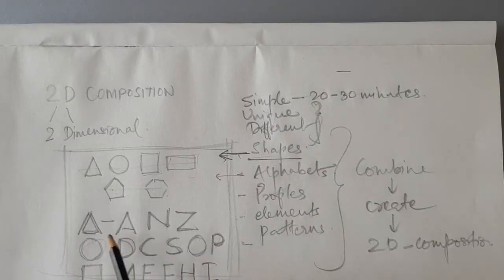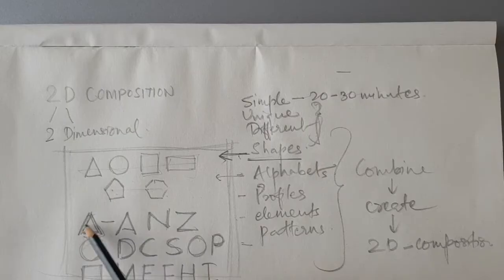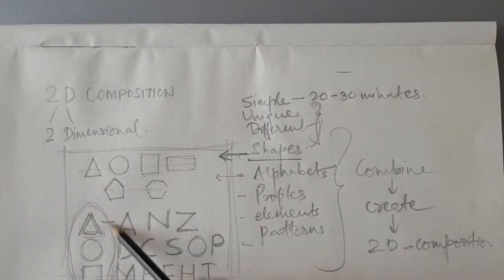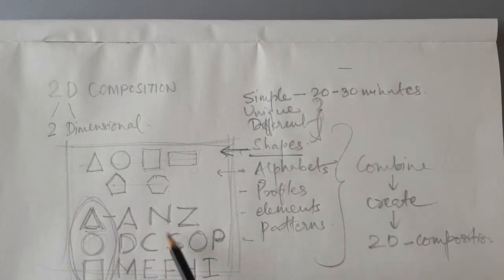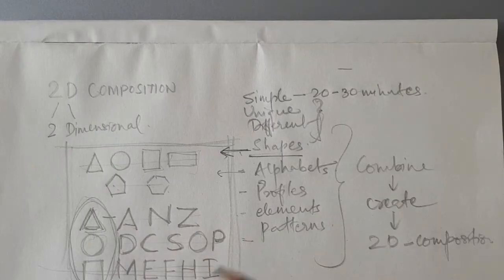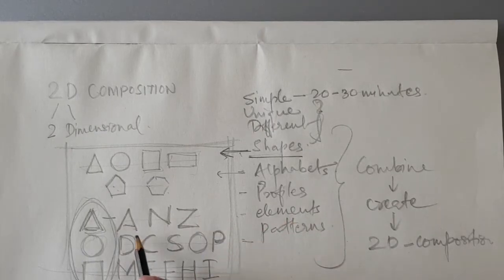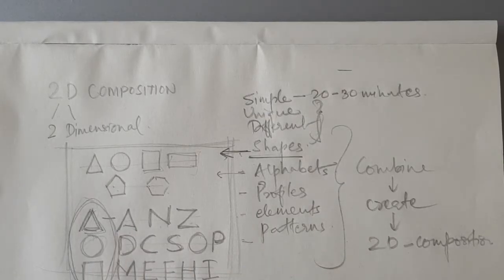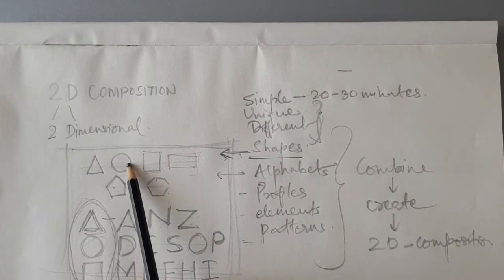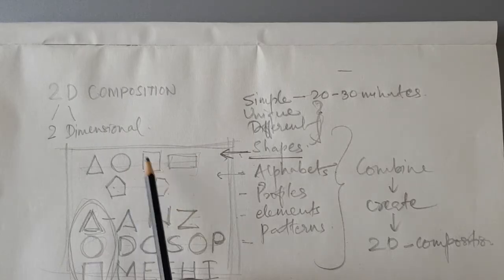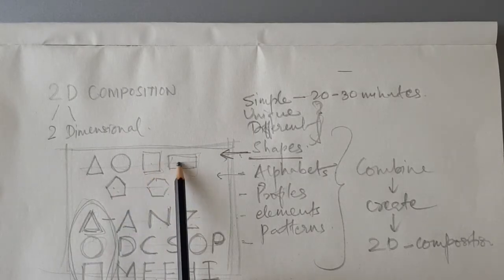So you can understand by looking at this that if you are making a composition using triangle, circle, square, you can also create a lot of compositions using similar-looking alphabets. When you have alphabets like A and Z and all that, you can use a very similar kind of idea to create that kind of composition. So what we are going to do is make a composition using triangle, circle, square, and then maybe we can try with circle, square, and rectangle.